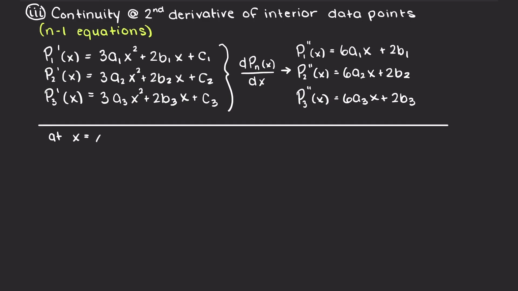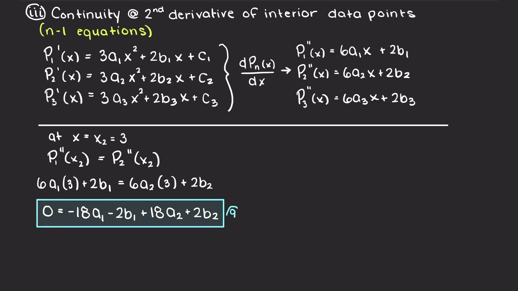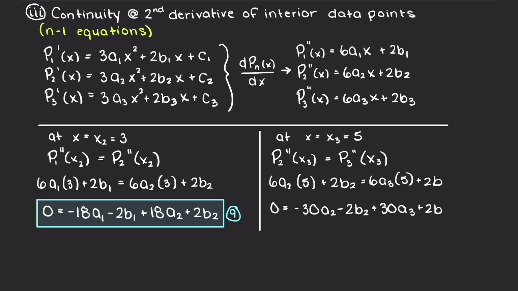And here it is x equals 3. This works out to the following equation, and I'm just going to rearrange it such that all variables are on one side and the constant on the other side of the equation. Secondly, we'll repeat this process for our second interior data point between P2 and P3. Therefore, we will again take the derivative of our first derivative, P2 and P3 functions we found earlier, and evaluate them at x equals x3, which is 5. And again, just rearranging and putting everything to one side, and it results in this equation.